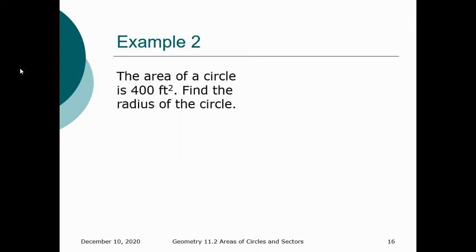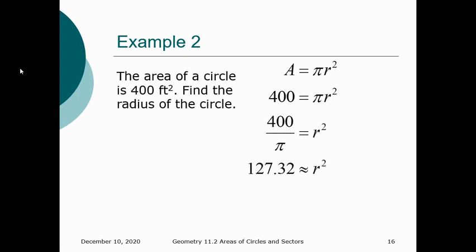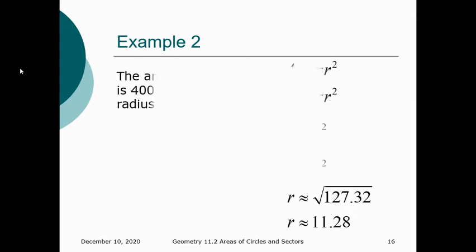The area of a circle is 400 feet. Find the radius of the circle. So in this case, we know the area is 400. Now we just have to find r squared. Go ahead. That's right. It's going to be 400 over pi, or 127.32 is r squared. Must take the square root of that, so r is 11.28.